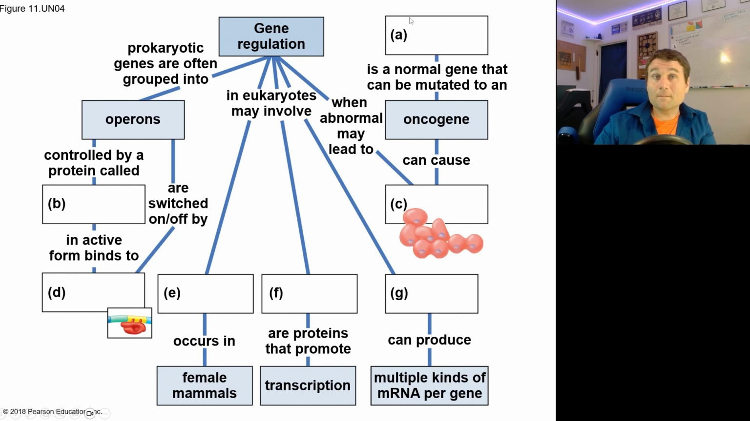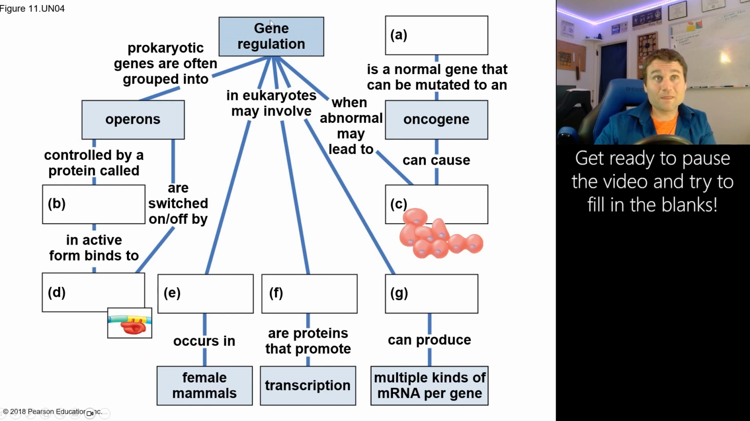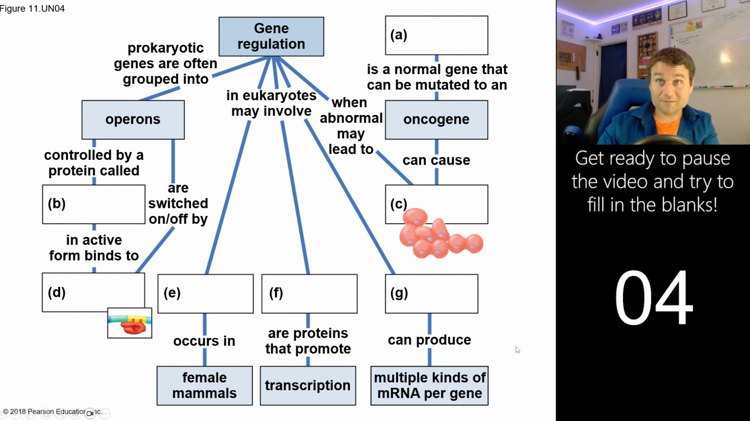Let's take a look at A. Blank is a normal gene that can be mutated into an oncogene, and it can cause blank. Then we have in eukaryotes, gene regulation may involve blank, which occurs in female mammals, blank, which involves proteins that promote transcription, and blank, which can produce multiple kinds of mRNA per gene. So hopefully you've been watching all of these videos, and some of these are sounding familiar. I'll give you a moment to log in your answers.